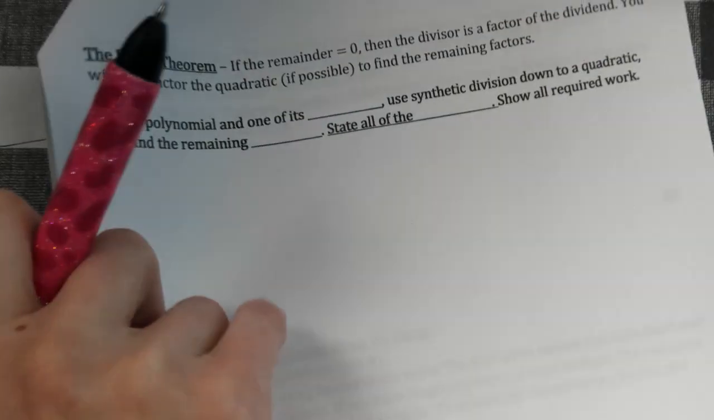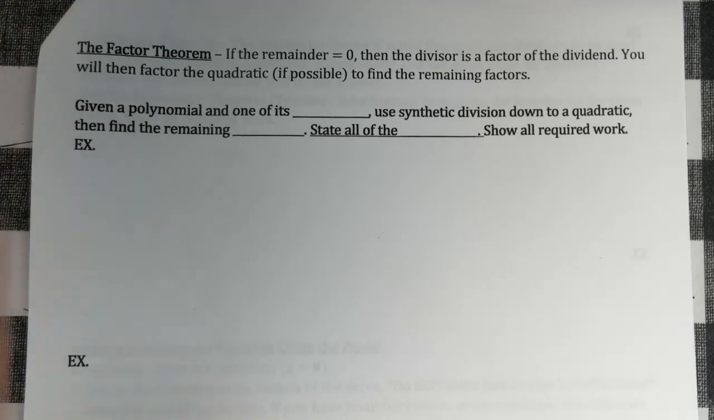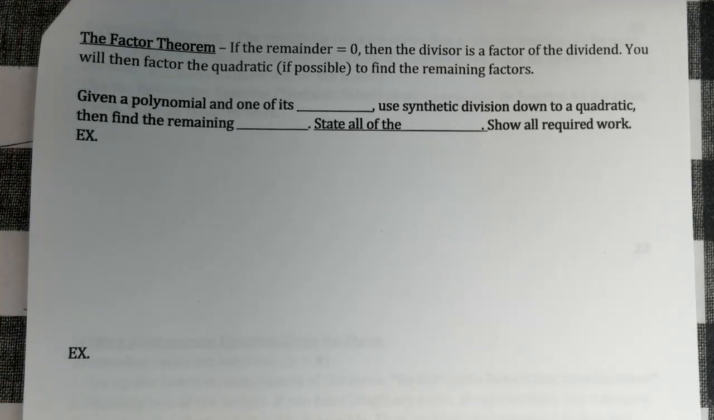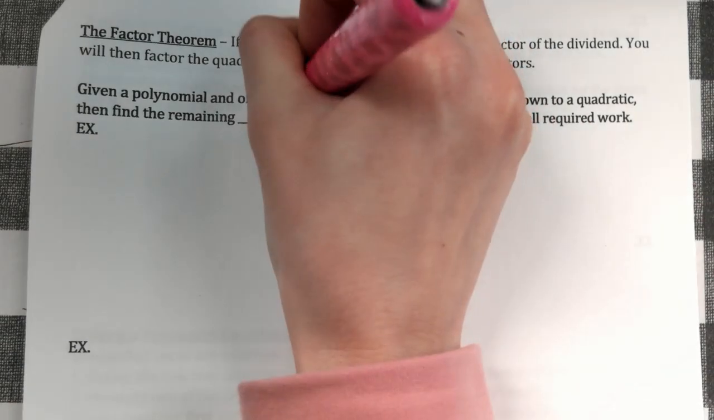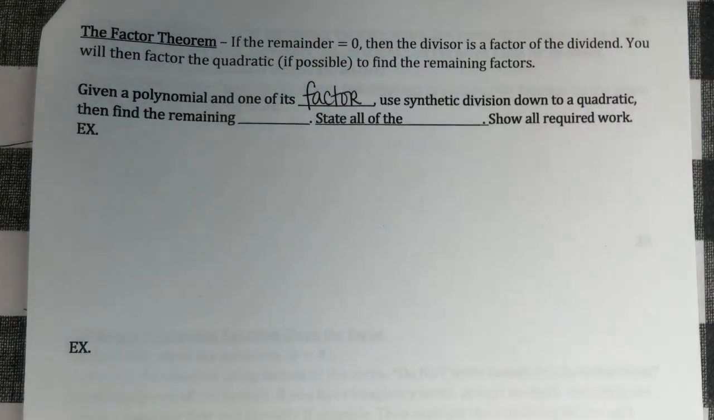All right, so that's with just dividing. Then we're going to look at the factor theorem. The factor theorem tells you that if you do your round of synthetic division and you get a remainder of 0, then that divisor is a factor of that polynomial. So if I'm telling you, given a polynomial and one of its factors, I'm telling you it's a factor, you absolutely should get 0 as your remainder. If you don't, then you need to redo your math.